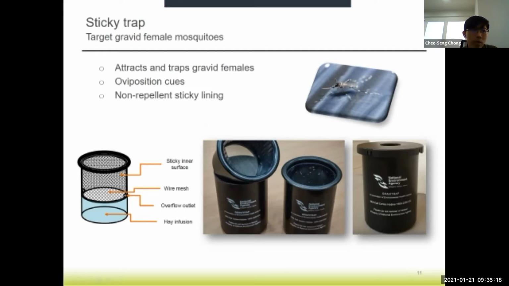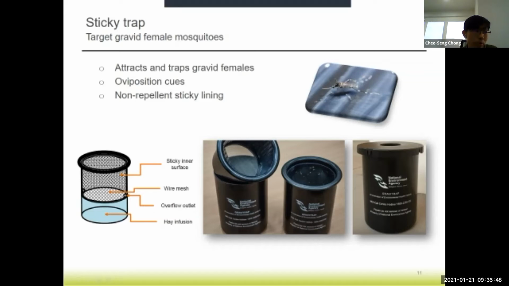So you can see over here that this female Aedes albopictus is actually stuck on the sticky lining. We often get asked this question: what is the material of this sticky lining? In fact, this is something that I think many countries would already have. We actually use the rodent glue, the sticky glue board itself, for the sticky lining. So really very simple.